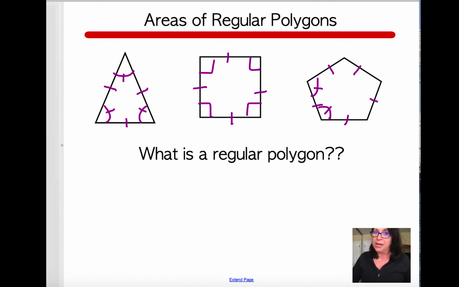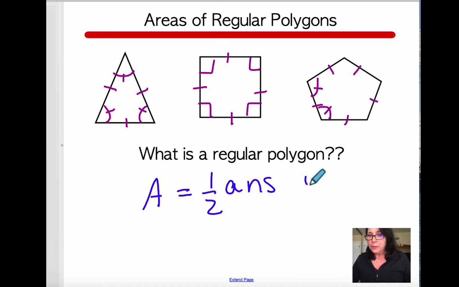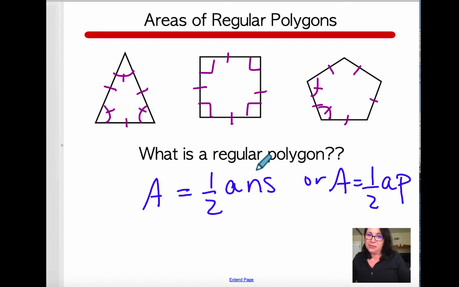And so why that's important is because I'm going to be able to use this information to find the area of my polygon, and this is going to be my formula. I want you to write this down. The area of any polygon is equal to 1/2 ANS, or the area is equal to 1/2 AP. And I abbreviate it AP because the number of sides times the length of a side is the perimeter. So that's what that is.